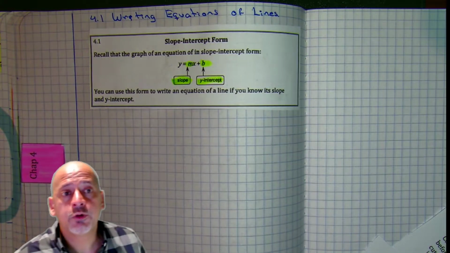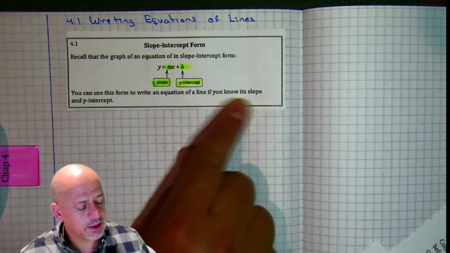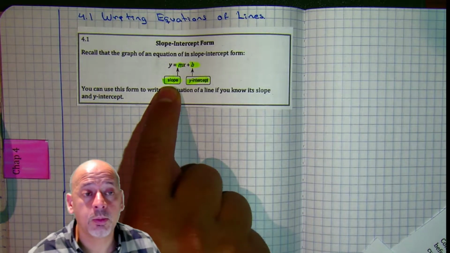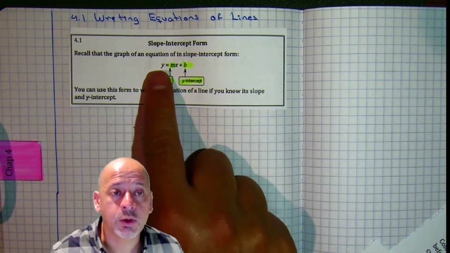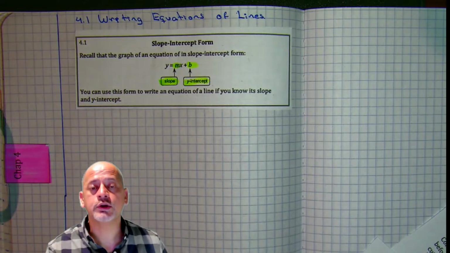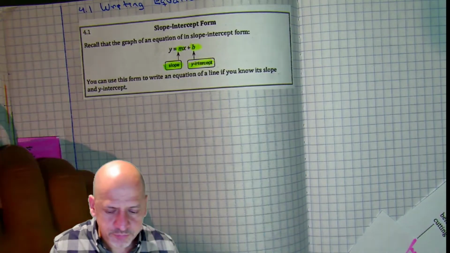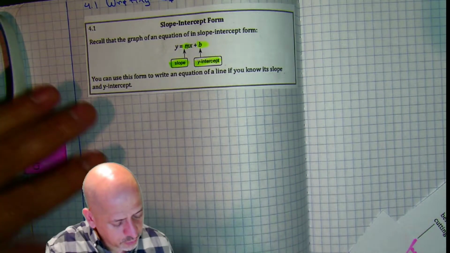And you can use this form to write an equation of a line if you know its slope and the y-intercept. So as long as we know that the slope and the y-intercept are given to us, then we can use this equation to be able to write the equation of a line. Easy as that. So let's go through example number 1.